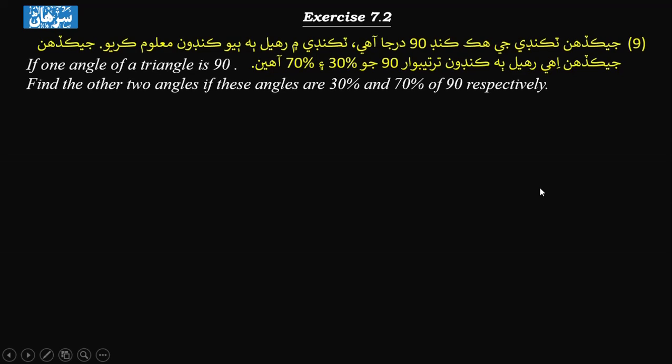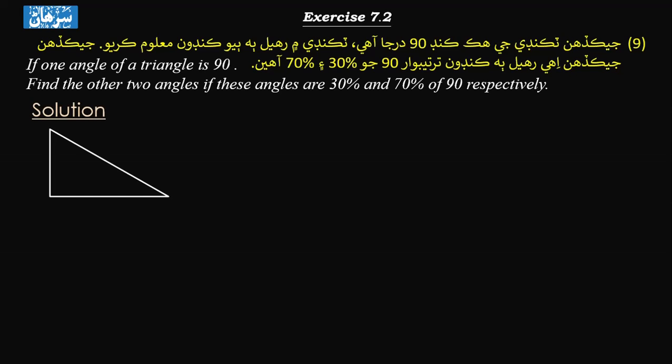1.2. If one angle of a triangle is 90 degrees, find the other two angles if these angles are 30% and 70% of 90 degrees respectively. Solution: there is one triangle, one angle is 30%, the other angle is 70%. So 30% of 90 degrees, solve it this way.